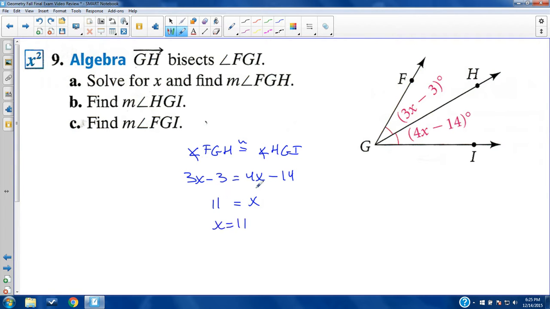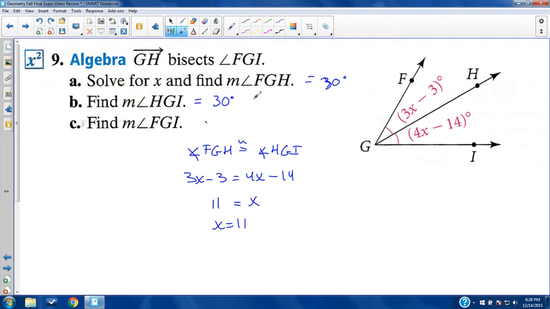Okay. Find the measure of angle H. Let's see. Measure of angle FGH. So this little thing, that's 3 times 11 minus 3, which is 30 degrees. I'm trying to save time any way I can. Measure of angle HGI should also be 30 degrees.